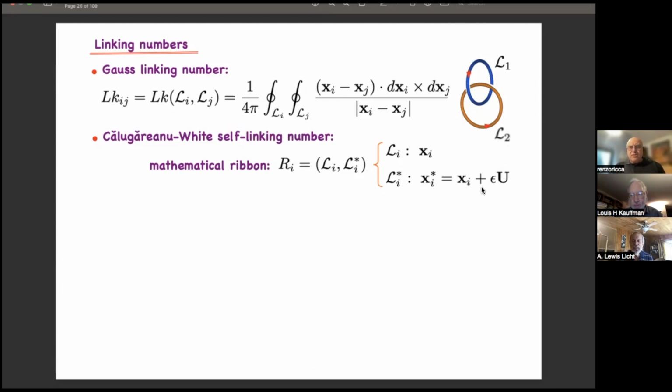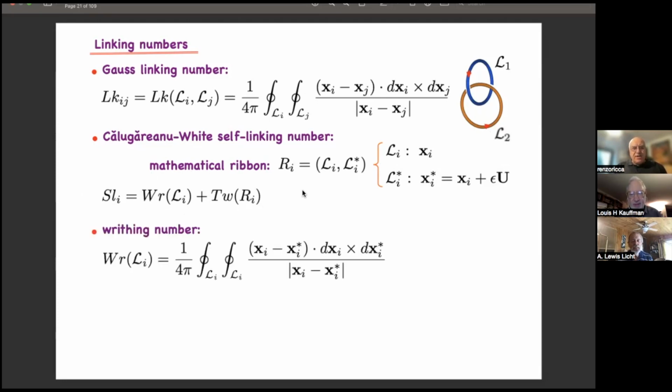At this stage, the two curves are still separated by an epsilon, and then we can see that the linking number of these two curves is still well defined. But when we take the limit as epsilon goes to 0 of this linking number, we get this quantity. And this quantity was proven to be a topologically invariant quantity by Calugareanu. Of course, this quantity became very famous through the work of White and others in biology because it can be written in terms of the sum of writhe and twist.